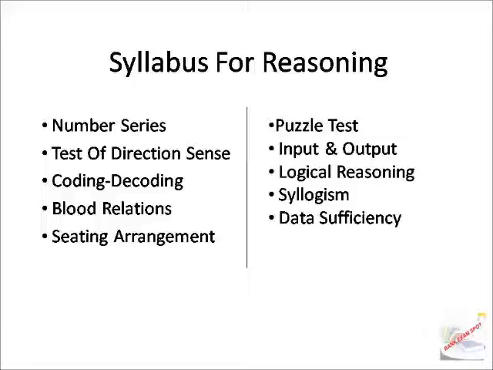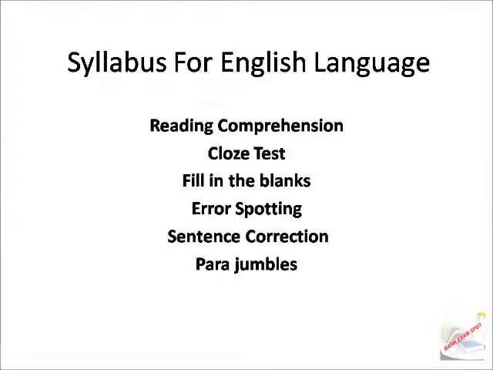Next, the syllabus for reasoning is as follows: number series, test of direction sense, coding decoding, blood relations, seating arrangement, puzzle test, input and output, logical reasoning, syllogism, and data sufficiency. And finally, the syllabus for English language: reading comprehension, cloze test, fill in the blanks, error spotting, sentence correction, and parajumbles.